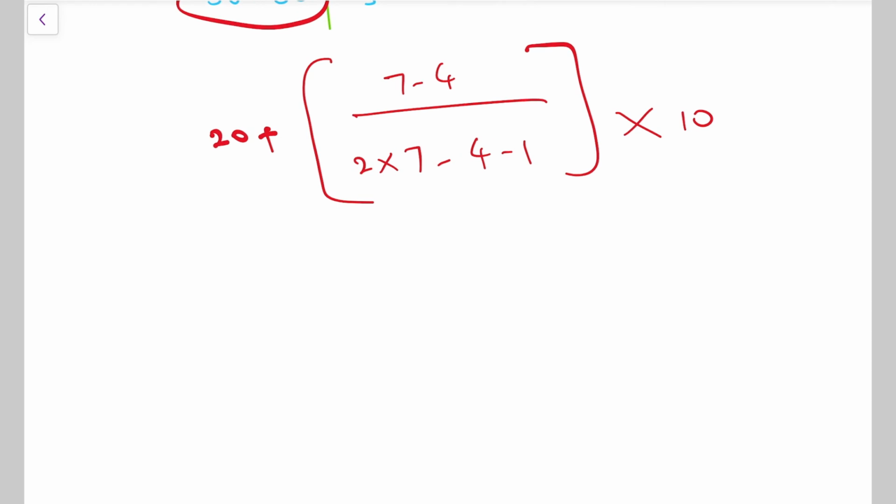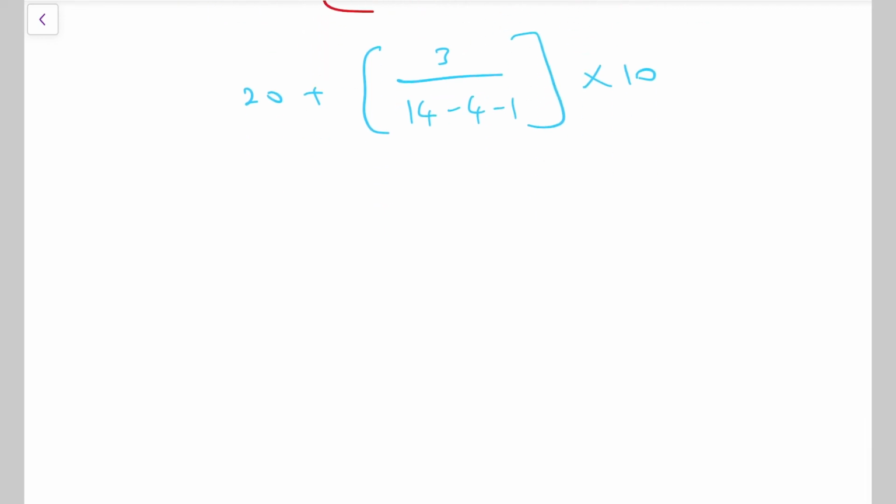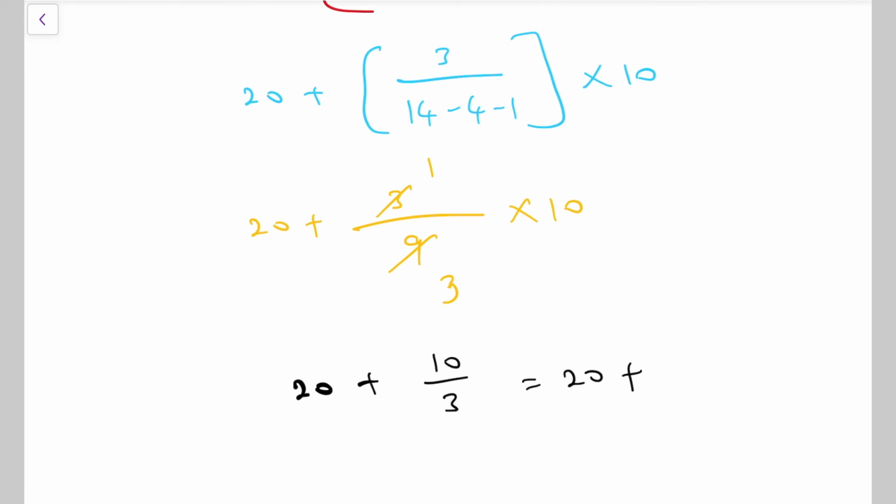Okay, now let us simplify this. 20 plus 7 minus 4, 3, divided by 2 7s are 14 minus 4 minus 1 into 10. 20 plus 3 by 14 minus 4, 10. 10 minus 1, 9 into 10. 3 1s are 3, 3 3s are 9. So we remain with 20 plus 1 10s are 10 divided by 3. So 20 plus 10 divided by 3. It is 3.3. 20 plus 3.3, 23.3. So the mode of the given data is 23.3.